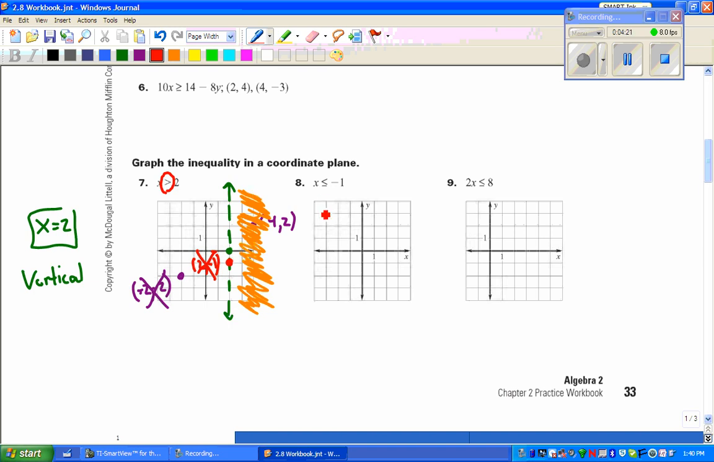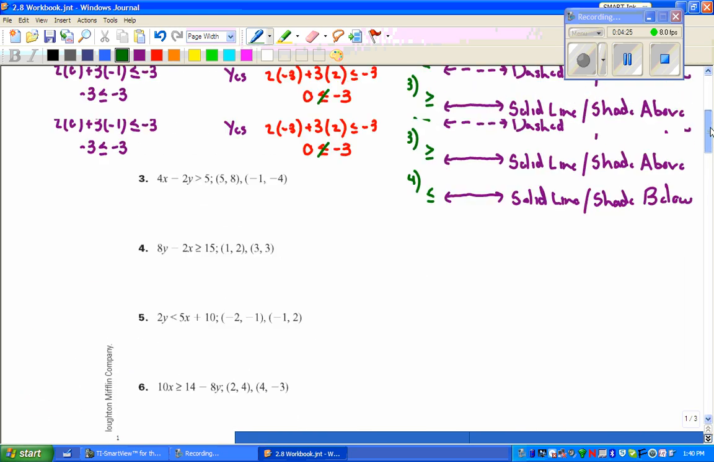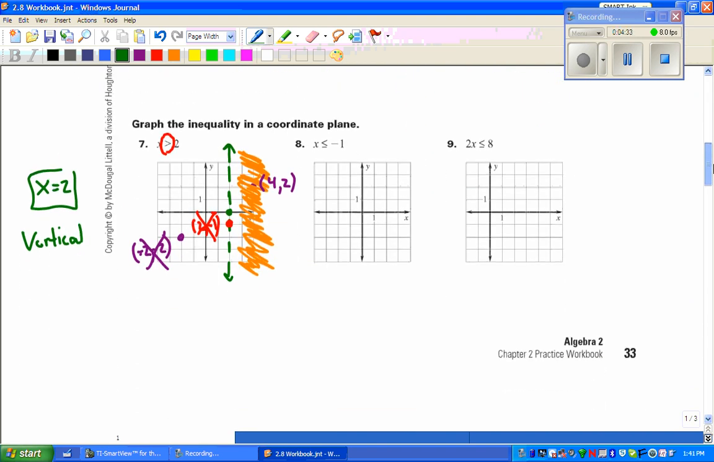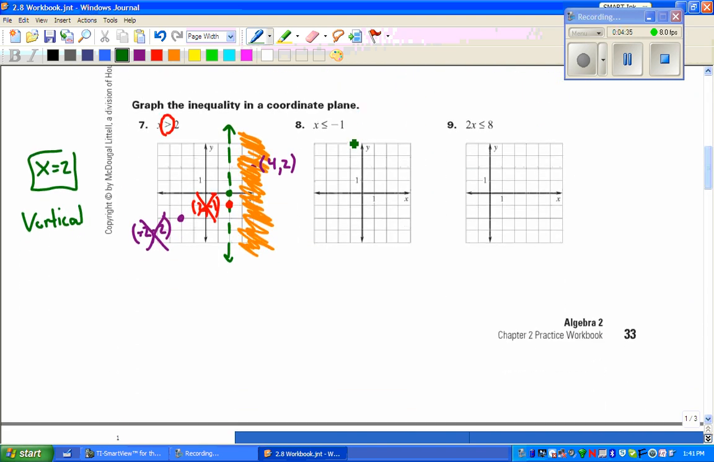Okay? x is less than or equal to negative 1. If we go back up to my rules right here, anytime we have a greater than or equal to or less than or equal to, we have a solid line. So, a solid line at negative 1. And then we're looking for all the values that are less than negative 1. So I'm going to shade everything that is that way of my line.